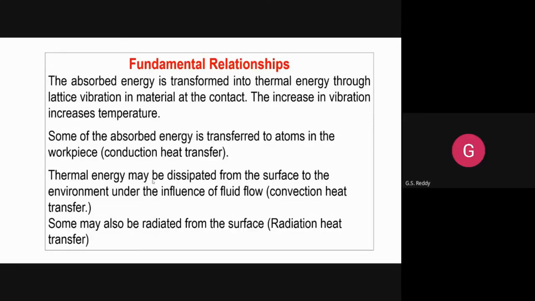The absorbed energy is transformed into thermal energy through lattice vibration of the material at the contact. The increase in vibration increases the temperature. Some of the absorbed energy is transferred to atoms in the workpiece, conduction heat transfer. Thermal energy may be dissipated from the surface to the environment under the influence of fluid flow, convective heat transfer. Some may also be radiated from the surface via radiation heat transfer.